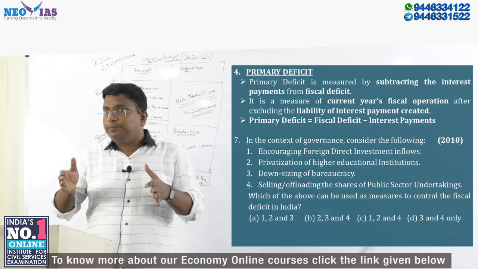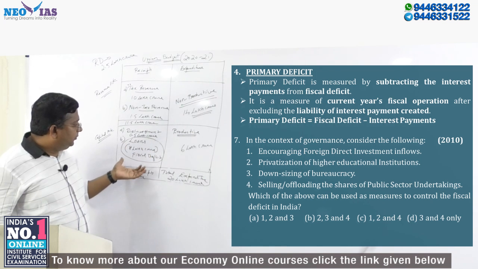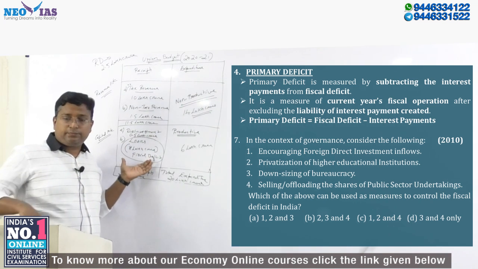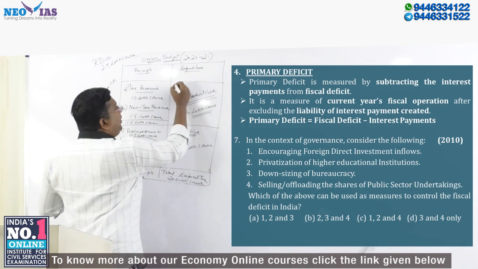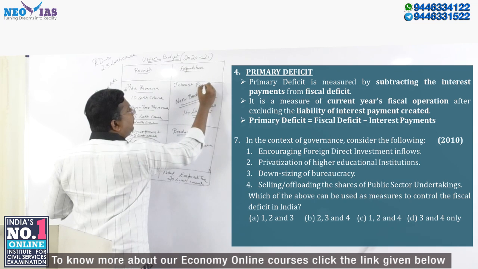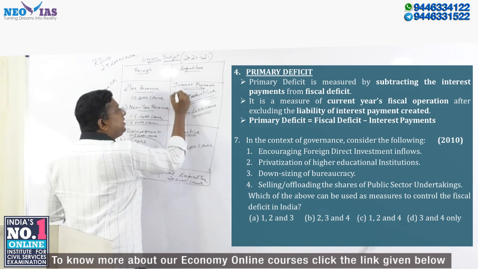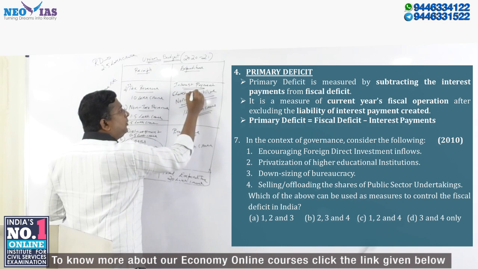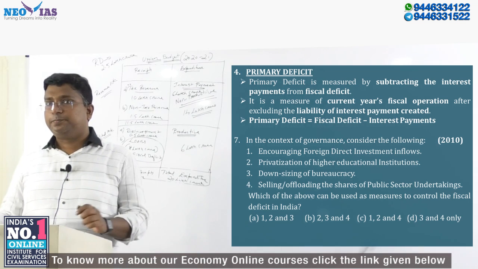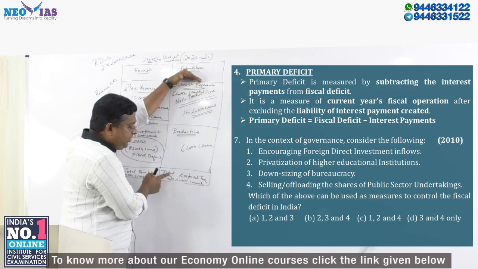Imagine, I told you, this borrowing, the interest payment. Interest payment is where? It's a revenue expenditure. Imagine interest payment is 6 lakh crore. So, out of this total expenditure, what is the total expenditure? 20 lakh crore.